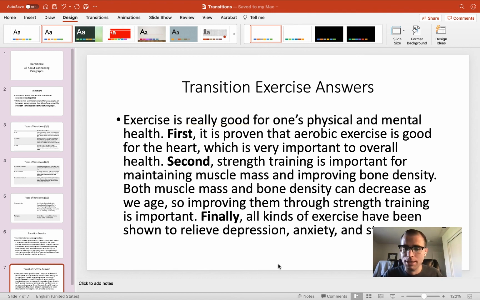First, I'm doing this. Second, I'm doing that. Finally, okay, now I know that the list is done and we're going to come up with like the main point of this list.